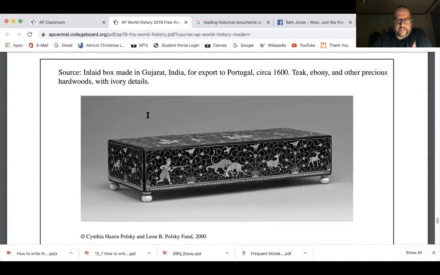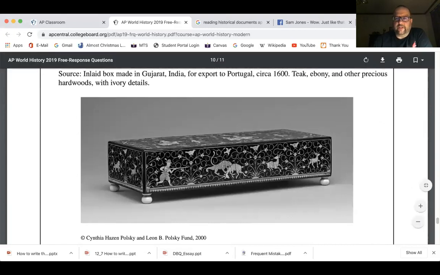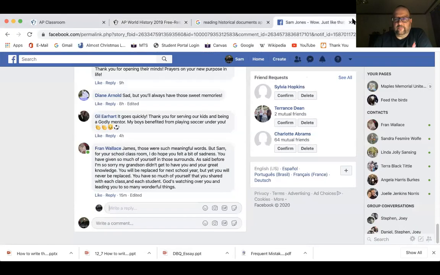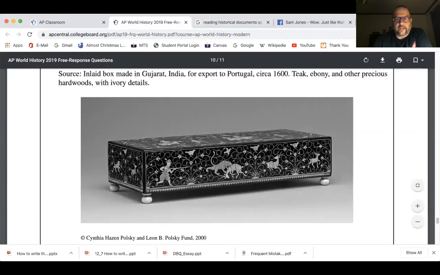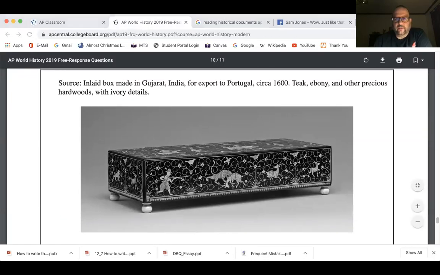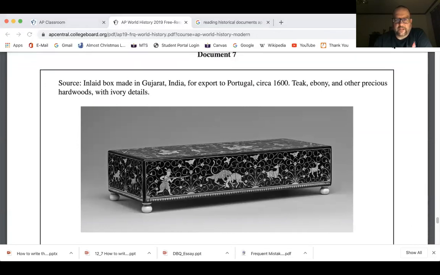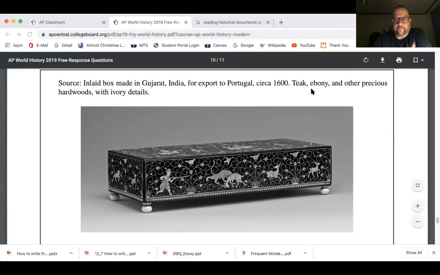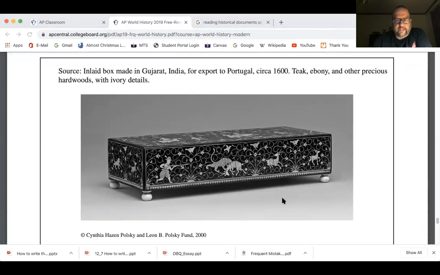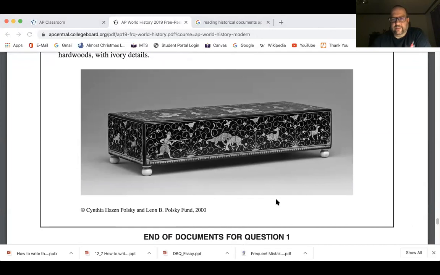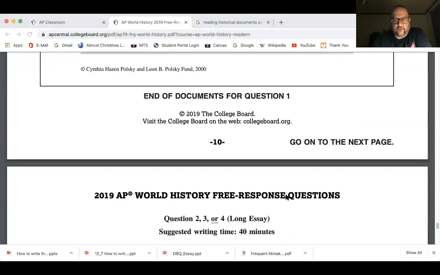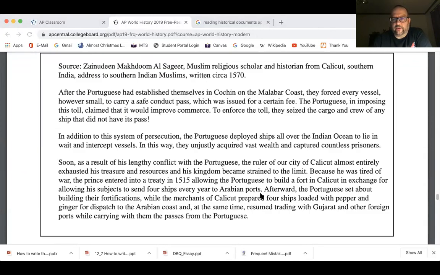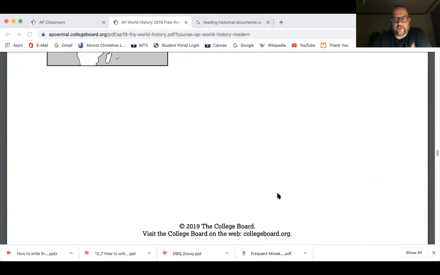Look at document 7. Document 7 is a box. It's an inlaid box made in Gujarat, India for export to Portugal. And that's all it says. That's it. And that shows your documents for question 1. That's all you have to go on, these documents and this one prompt.